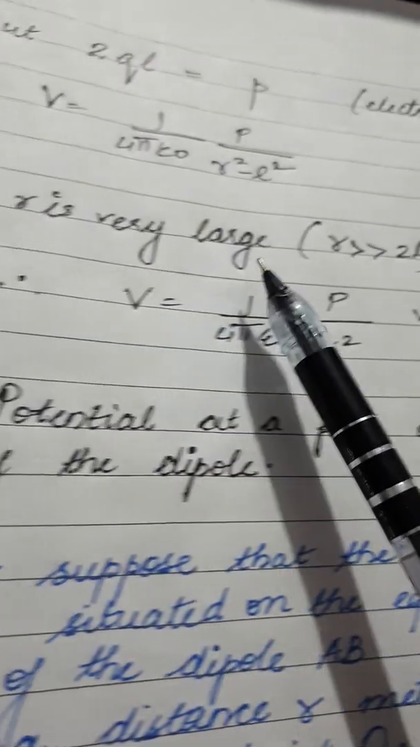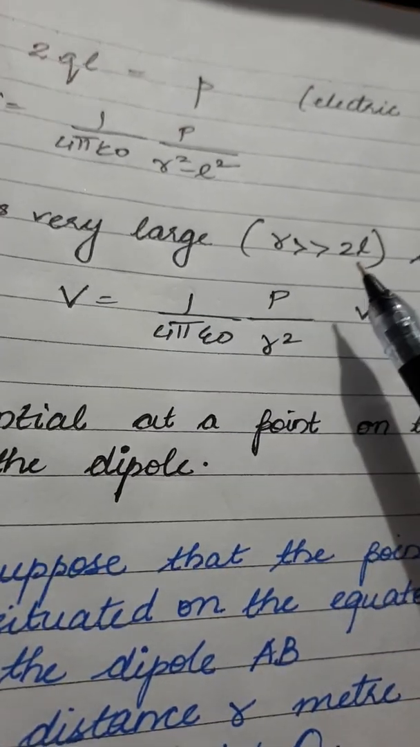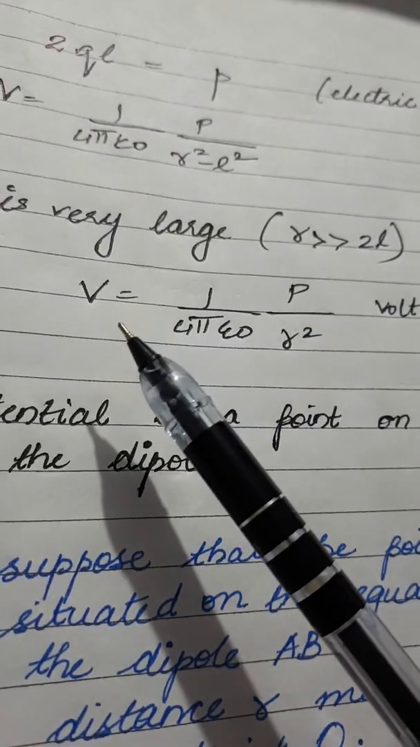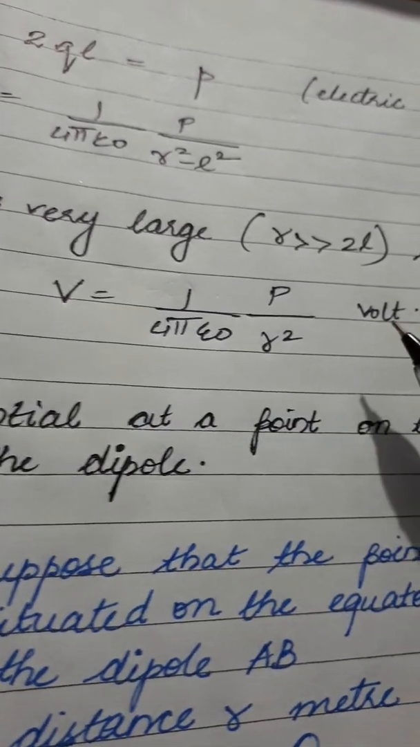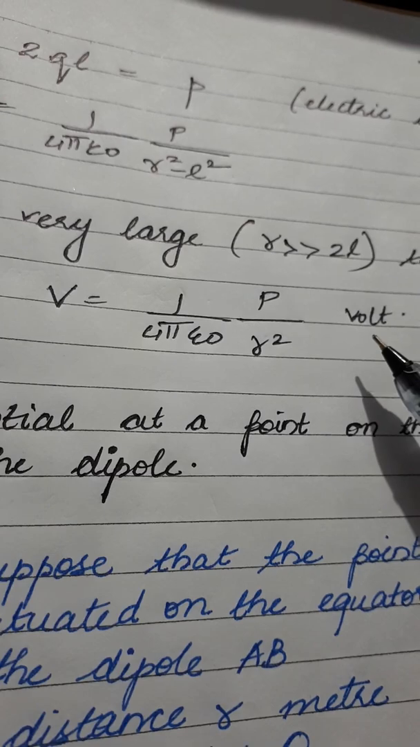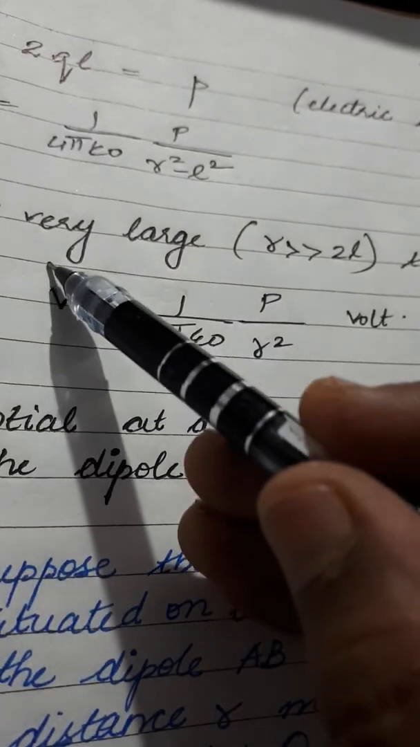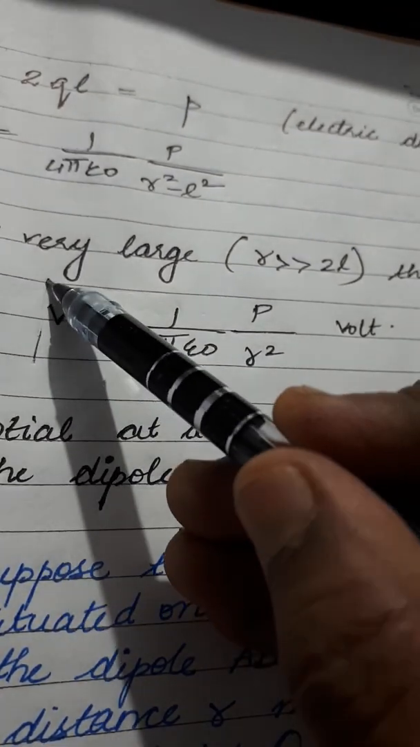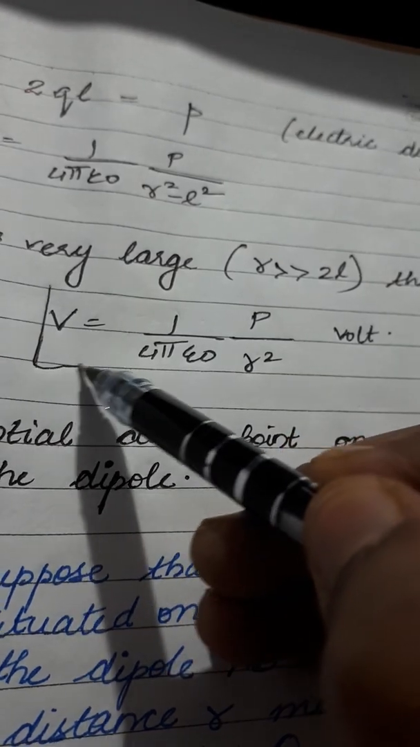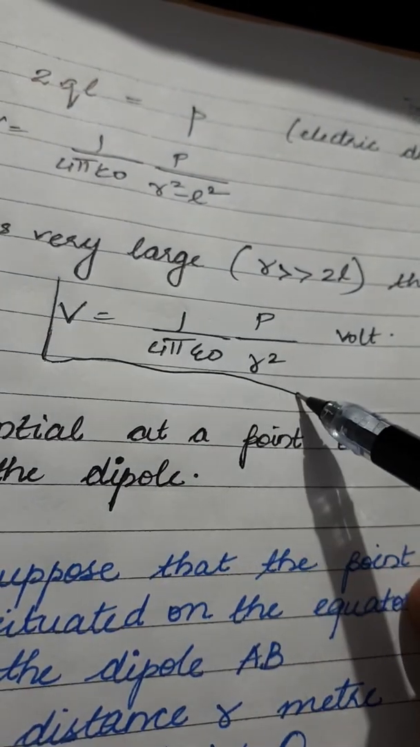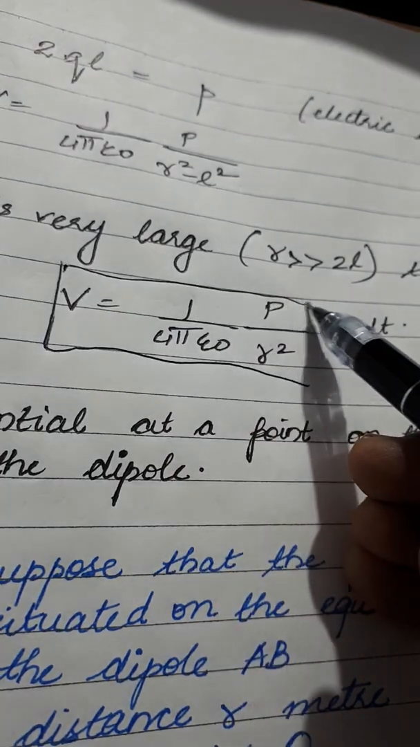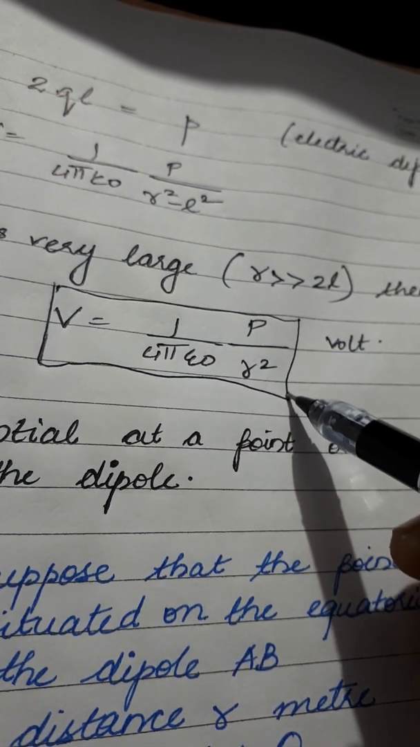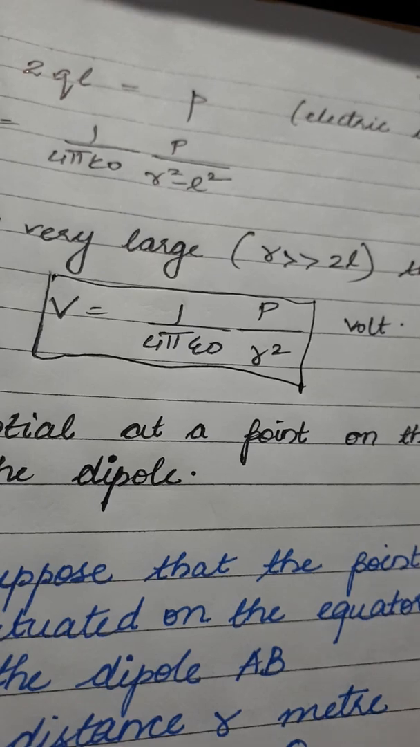If R is very large, R is greater than 2L, in that case we can write V is equal to 1 upon 4 pi epsilon naught P upon R square in volts. So this becomes our electric potential due to a dipole moment P, due to the electric dipole.